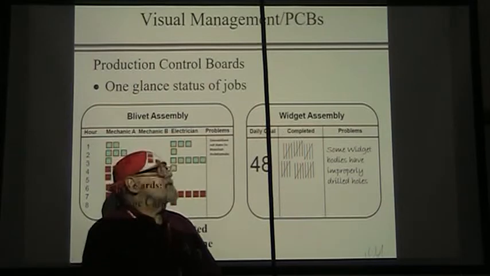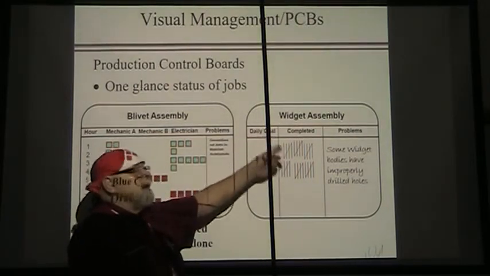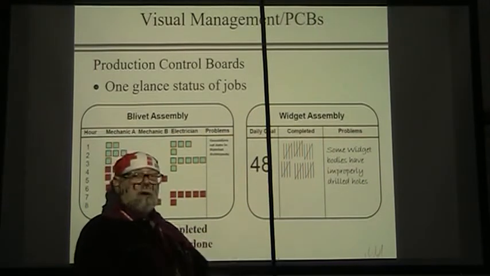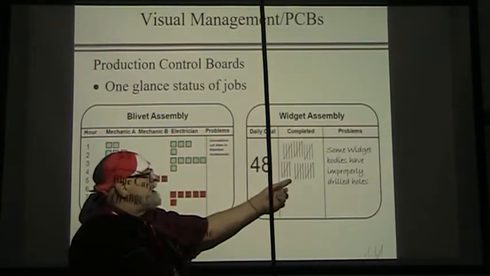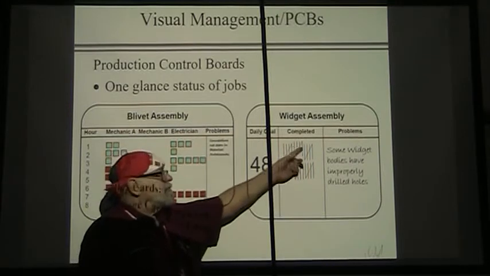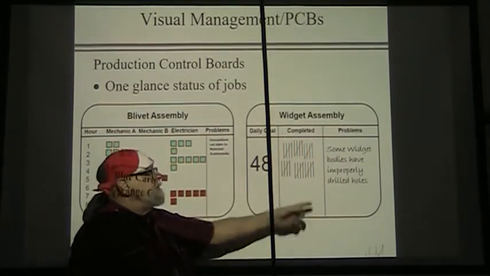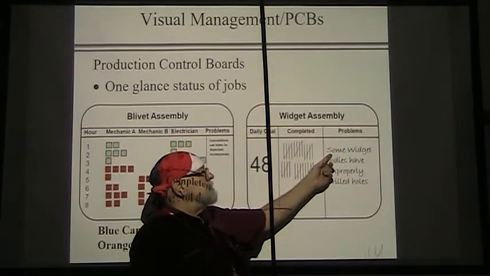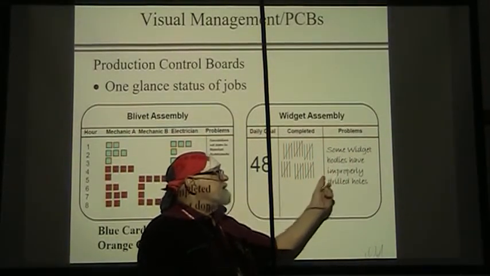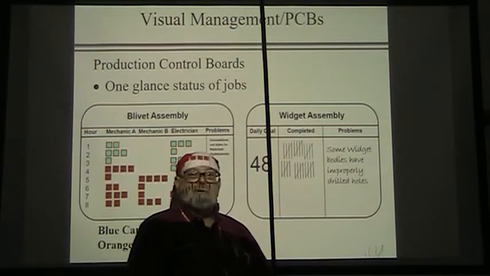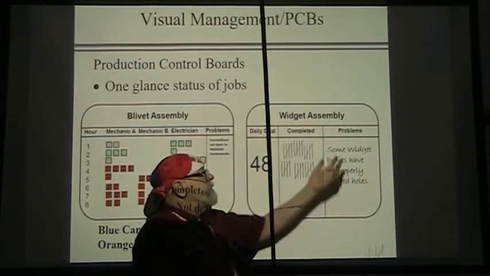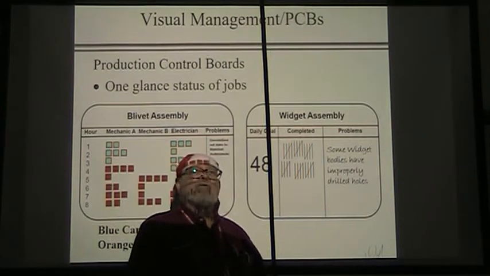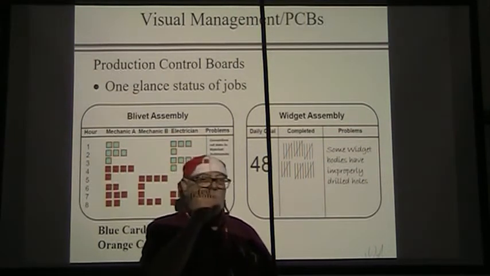Let me start with widget assembly. Okay, in this case, we assume that the goal is 48 in a day. They've marked off that they've made 30 already. And then we have an area for problems, right? And so it says, under problems, some widget bodies have improperly drilled holes. Okay, we accumulate these problems because they may be the basis for other lean events down the road.